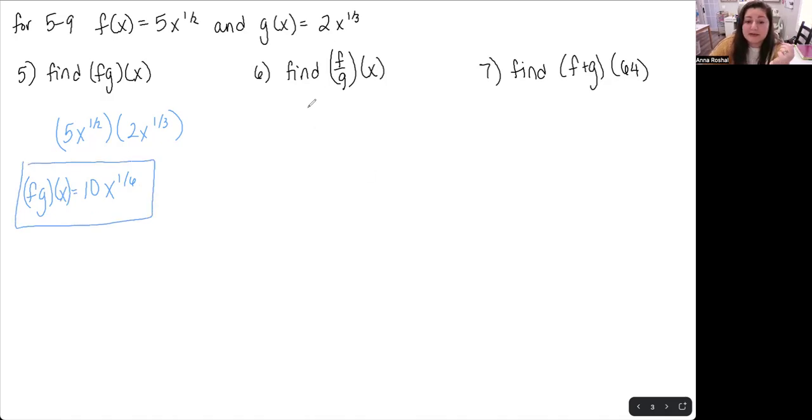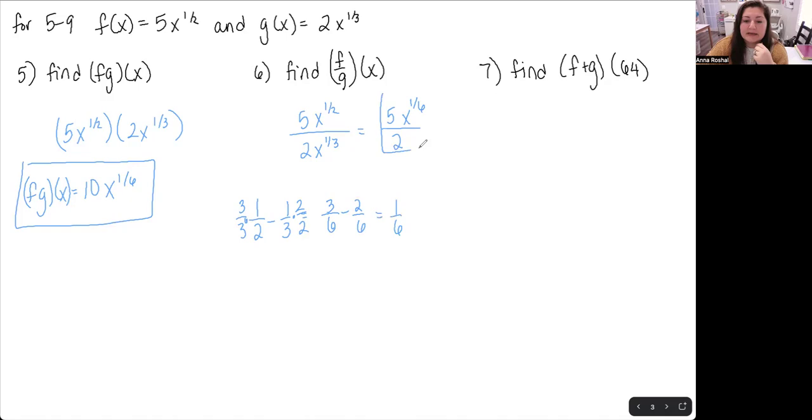In here, we're going to divide. So I'm going to have 5x to the 1/2 power over 2x to the 1/3 power. I know that I can take my exponents and subtract them. So when I have 1/2 minus 1/3, I need common denominators. I'm going to multiply this by 3 over 3 and this by 2 over 2. So I end up with 3 over 6 minus 2 over 6, which is 1 over 6. So 5 over 2 times x to the 1/6 power, and this would again be my final answer.